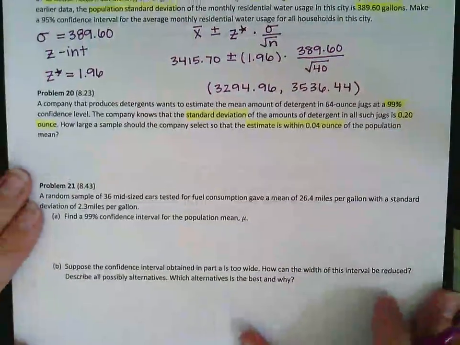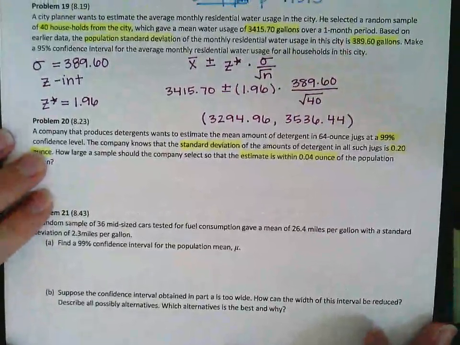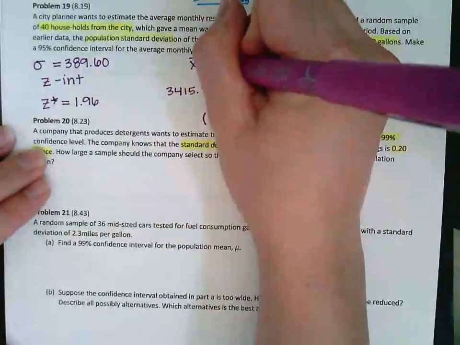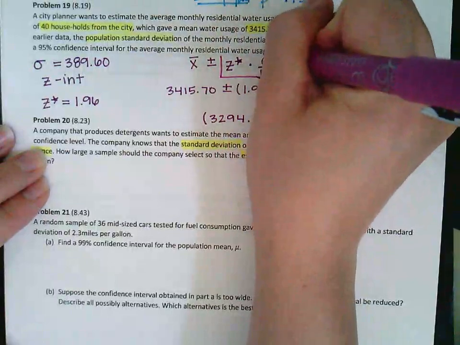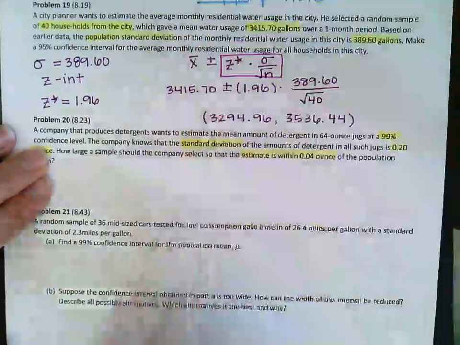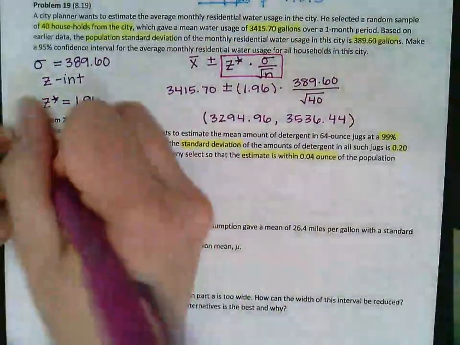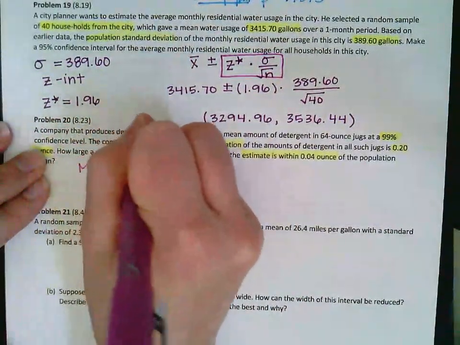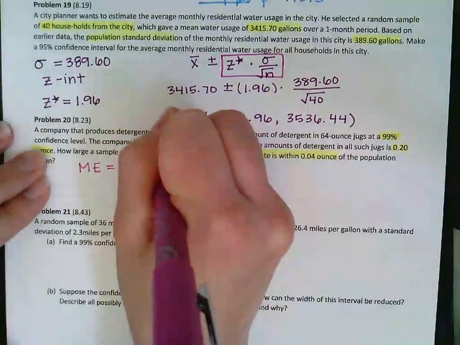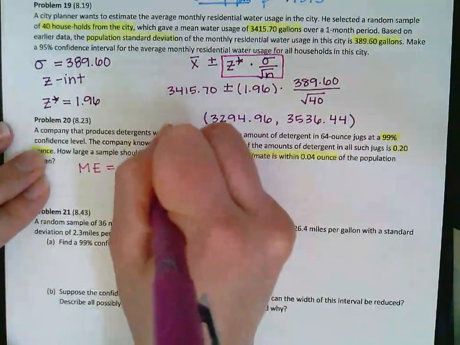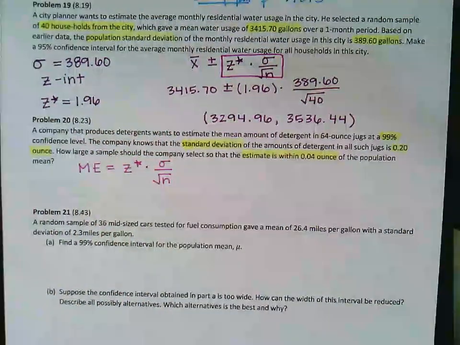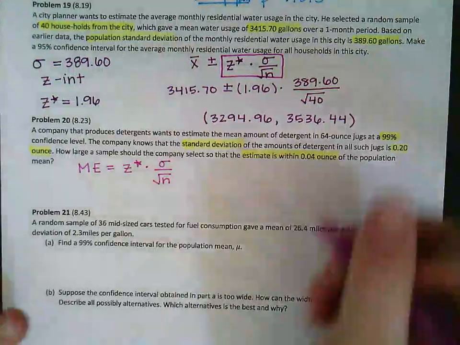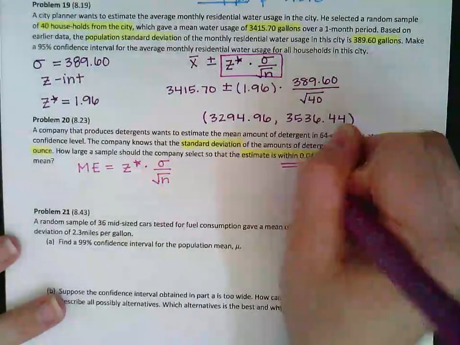So when I think about the equation that I used in 19, the margin of error, this within piece of this question, is just that plus or minus piece. That margin of error equation that I'm going to use is z star and then standard deviation over the square root of n, where now I'm solving this for n. The margin of error is this within amount right here.